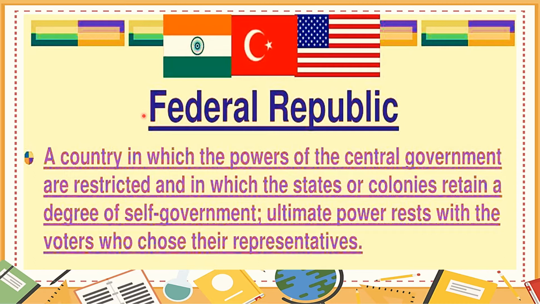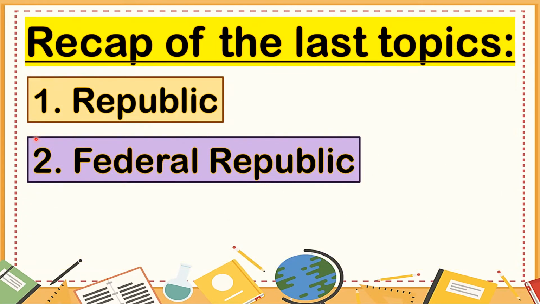They have the national government, and this country has 50 states, and each of the 50 states has a different type of government, and this is called the state government. So these were the two topics that we discussed last week. Again, first is republic, and the second one is federal republic.